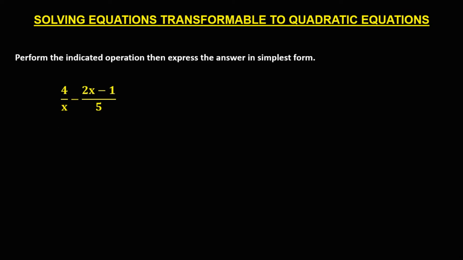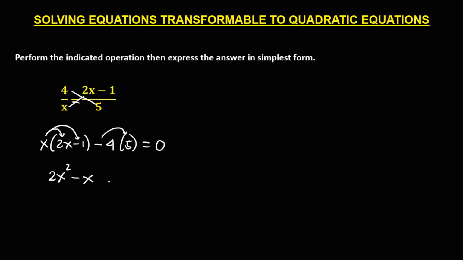Then for this given, using cross multiplication, multiply x times 2x minus 1. So we have x times 2x minus 1, then minus 4 times 5, then equals 0. To simplify, x times 2x is 2x squared, x times negative 1 is negative x, and negative 4 times 5 is negative 20, then equals 0. So this is now the quadratic equation.